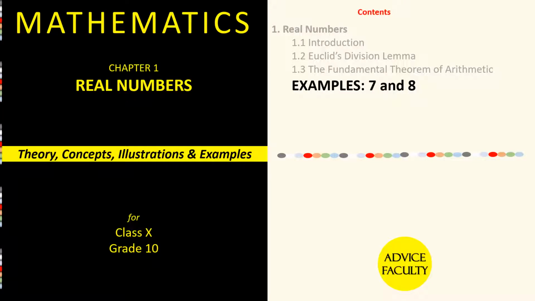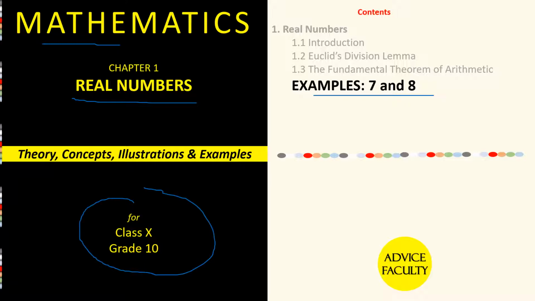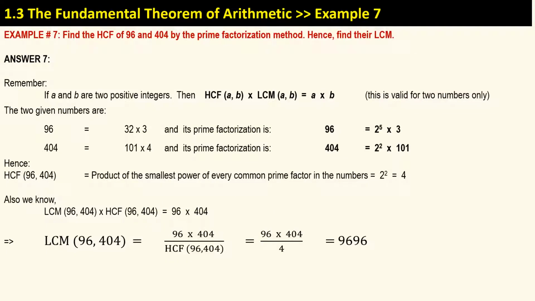Hi, this is a session on Mathematics, Chapter 1 on real numbers for grade 10, examples 7 and 8 of section 1.3 Fundamental Theorem of Arithmetic. Example 7. It says find the HCF of 96 and 404 by the prime factorization method.